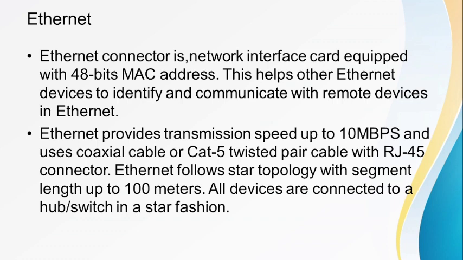Now the Ethernet provides a transmission speed of up to 10 Mbps, and it uses the coaxial cable or Cat5 twisted pair cable with an RJ45 connector. Now the Ethernet are cabled and they have an outlet on the wall. They have a socket on the wall. So on that socket, there's an RJ45 connector that moves into it. Normally, Ethernet follows a star topology with a segment length of up to 100 meters. So when you're cabling Ethernet, the maximum length is 100 meters before you terminate it. Now all devices are connected to a hub or a switch in a star type of way.